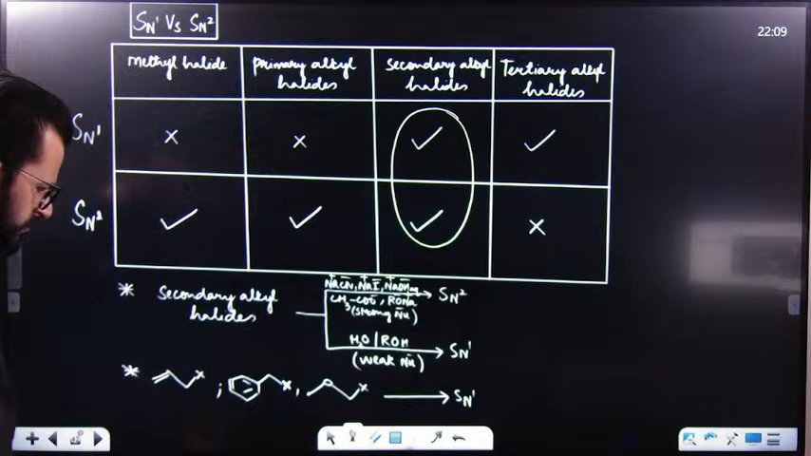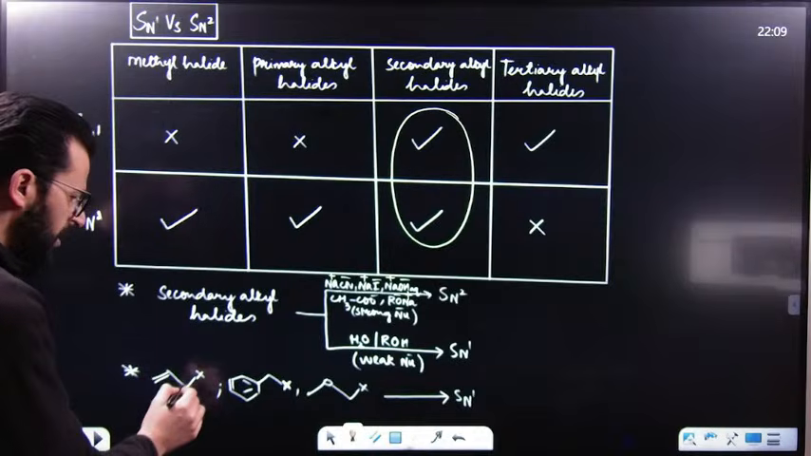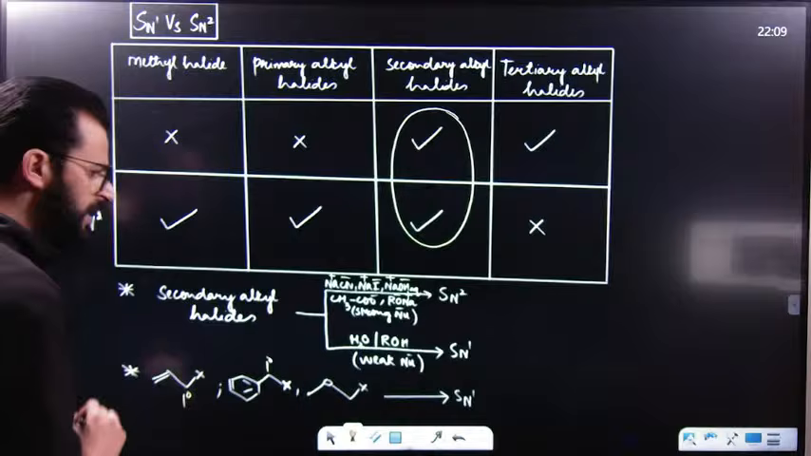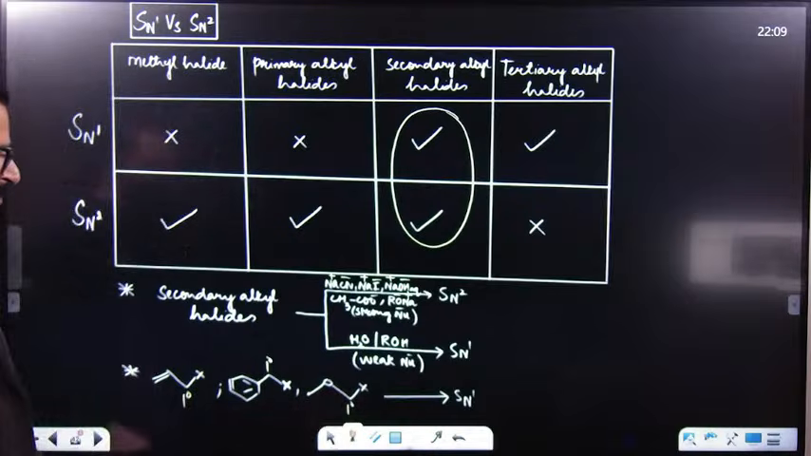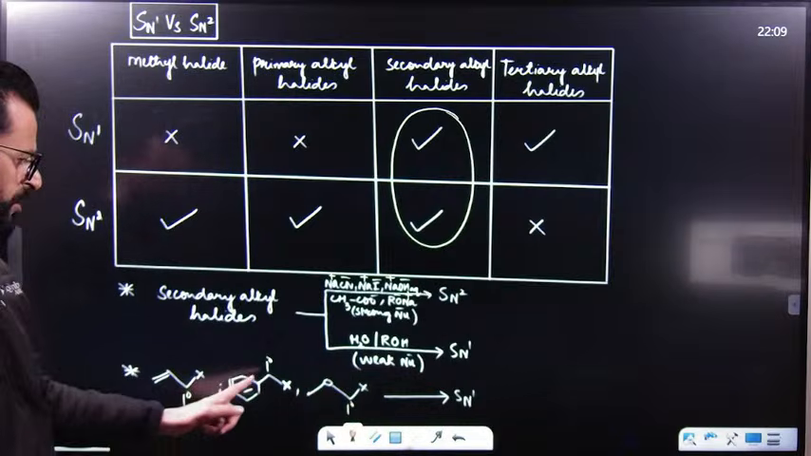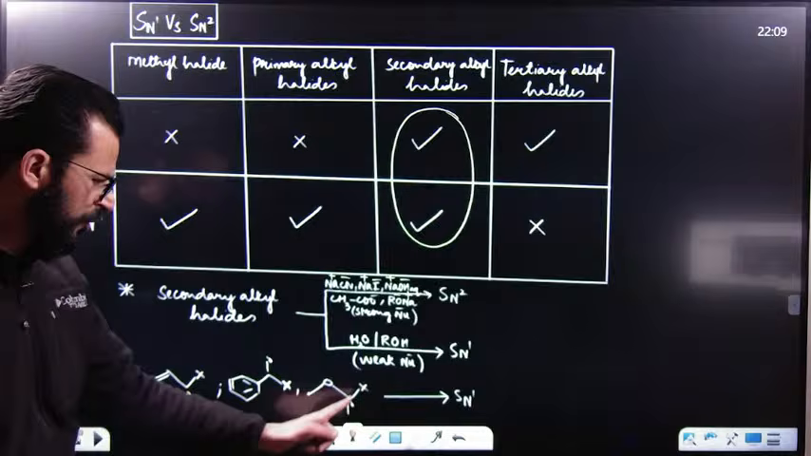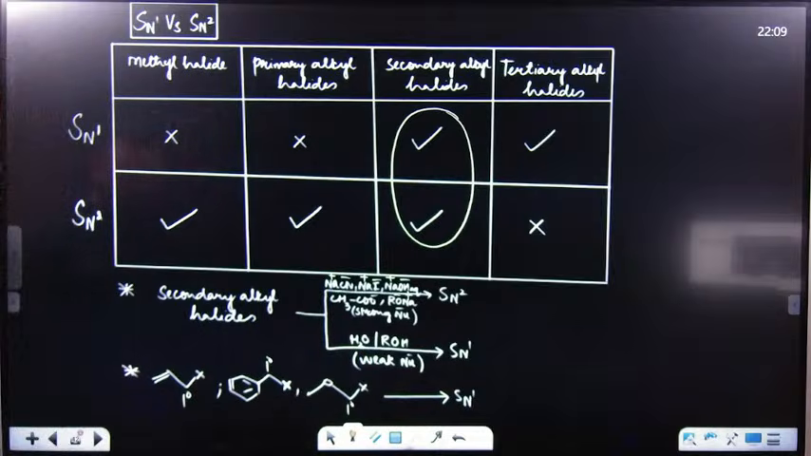But here this is 1 degree, because this is 1 degree carbon to which halogen is attached. But it will generally prefer SN1. Why? Because they result in the formation of stable carbocations, back bonding stabilized and resonance stabilized carbocations. That's why they prefer SN1 reaction.